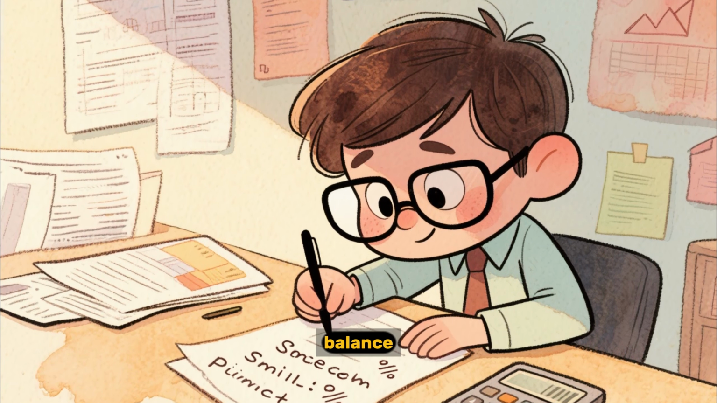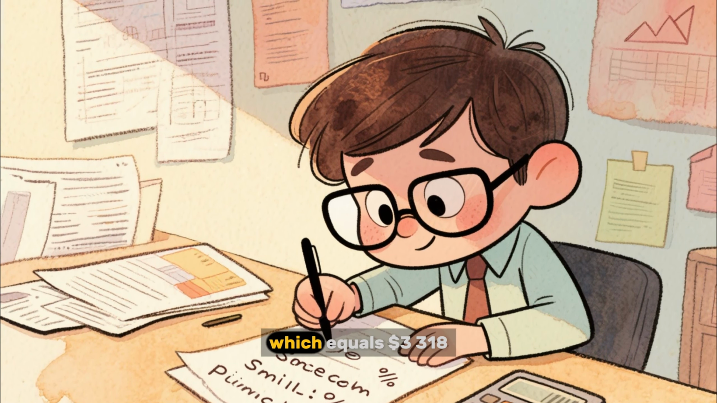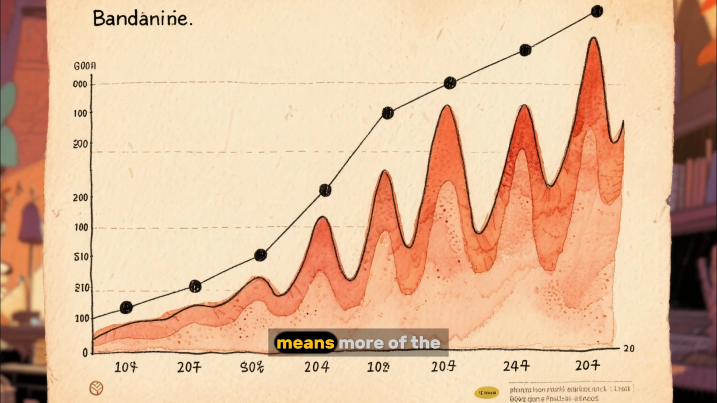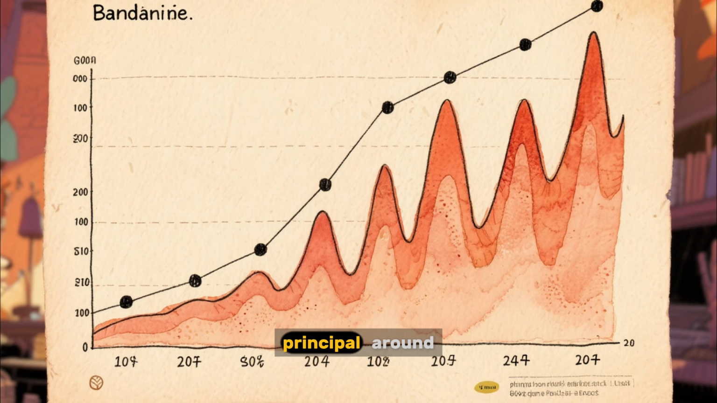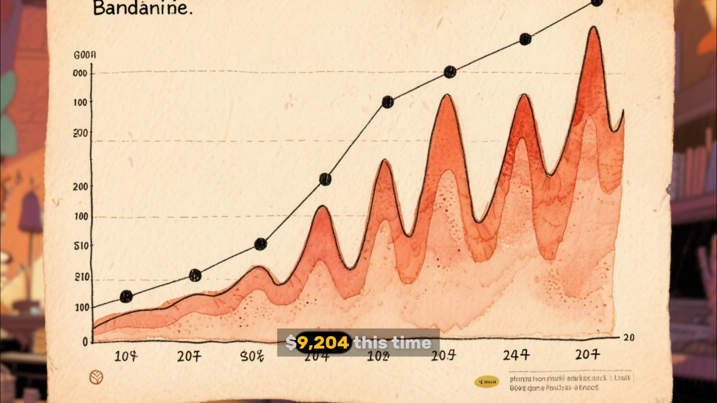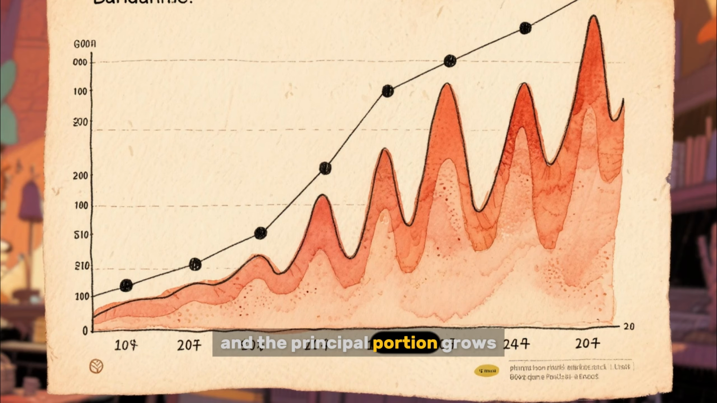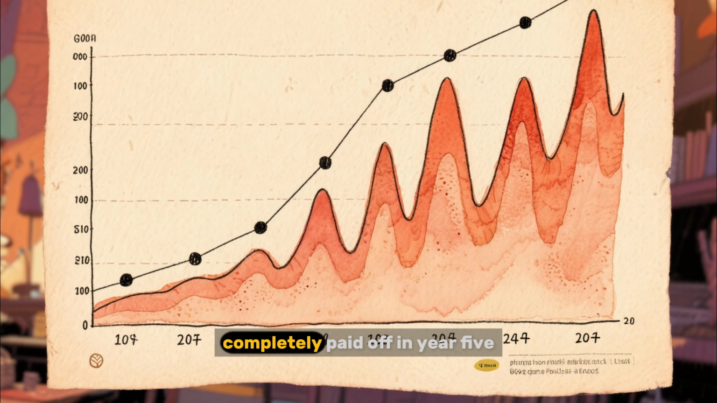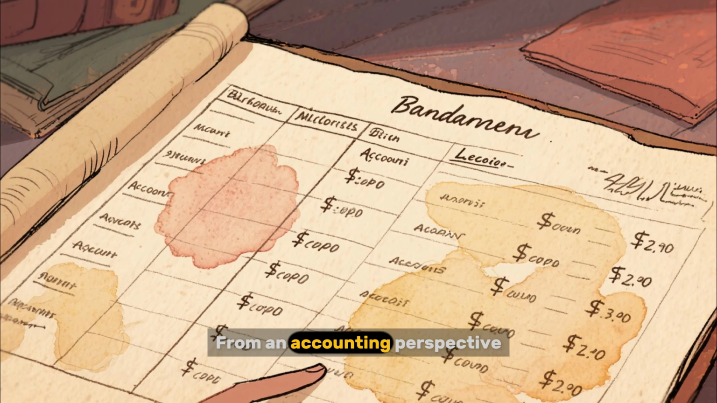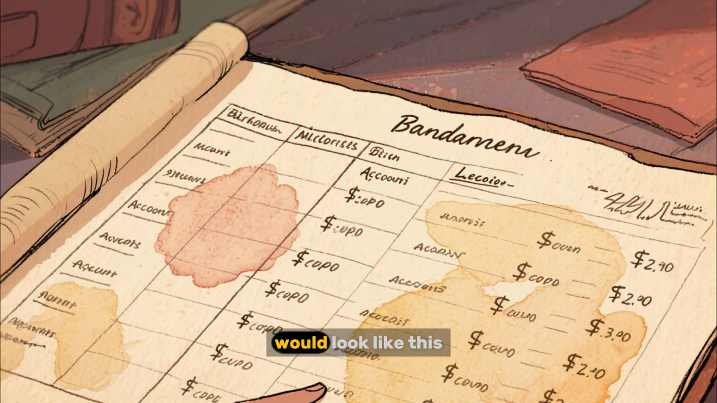Now, in the second year, the interest is calculated on that smaller balance: 8% of $41,478, which equals $3,318. That means more of the second payment goes toward principal, around $9,204 this time. With each passing year, the interest portion gets smaller and the principal portion grows until the loan is completely paid off in year 5.